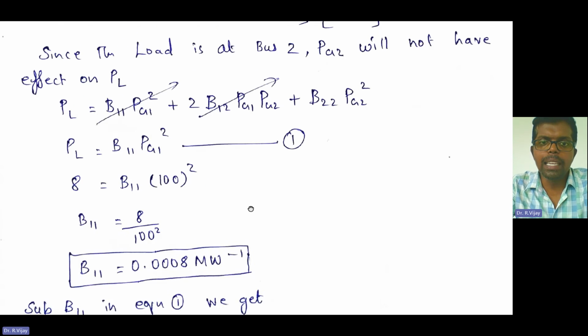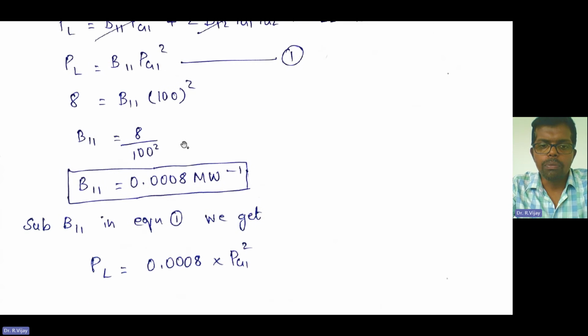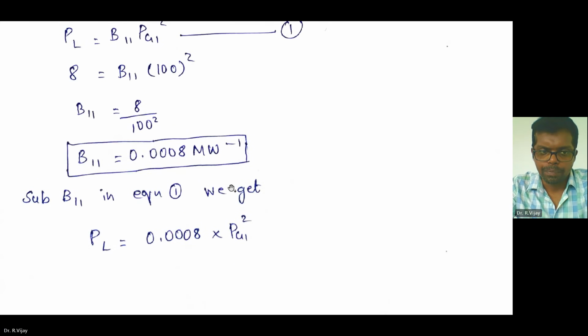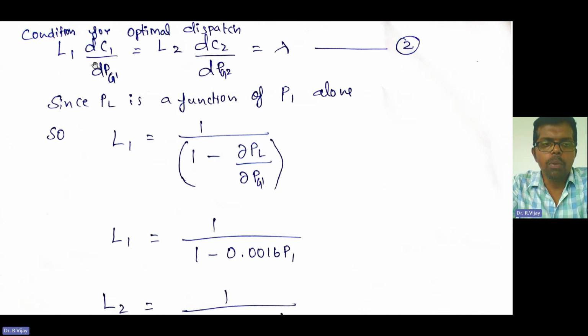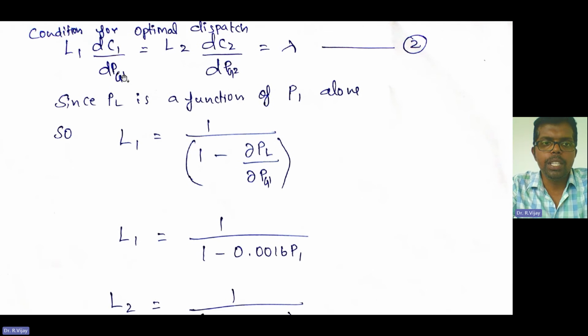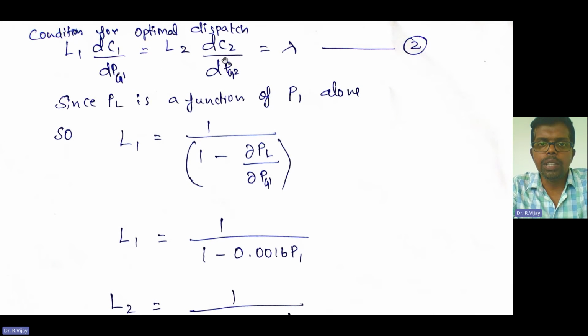Now substitute B11 in equation number 1. So we get PL is equal to 0.0008 PG1 square. Next, the condition for optimality: L1 into dC1 divided by dPG1 is equal to L2 into dC2 divided by dPG2 is equal to lambda. Take that as equation number 2.